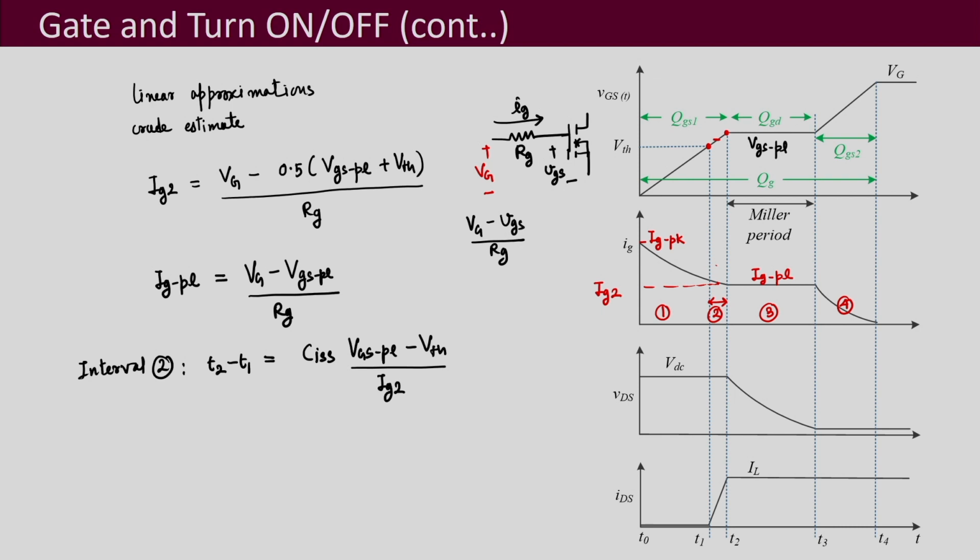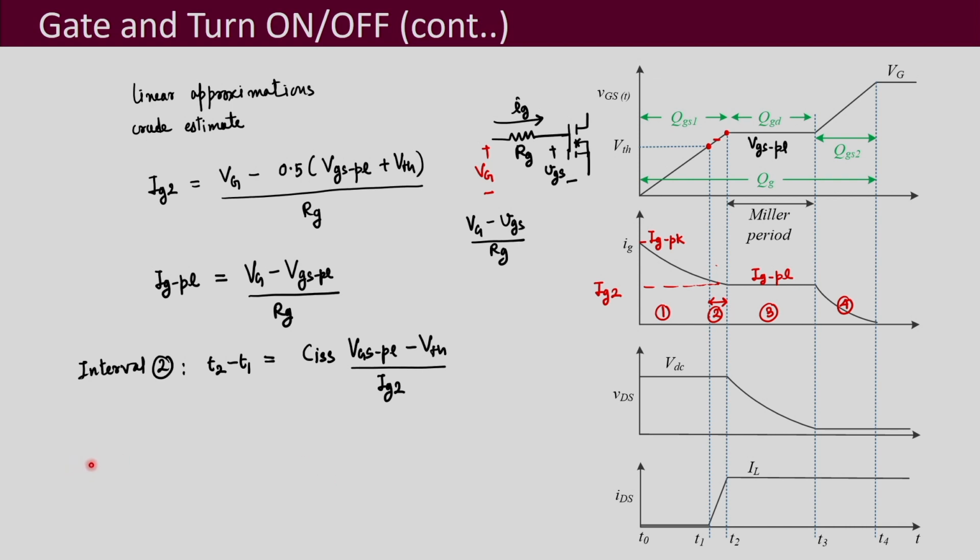Now, why are we writing this? Because we know that during interval 2, what is being charged is the input capacitance. So, this is the input capacitance over here which is going to be charged. That is your CISS, and the total charge is the time period multiplied by the current value, and that will be CISS multiplied by the voltage difference. And the voltage difference is what? VGS-PL minus VTH, this is for your interval 2.